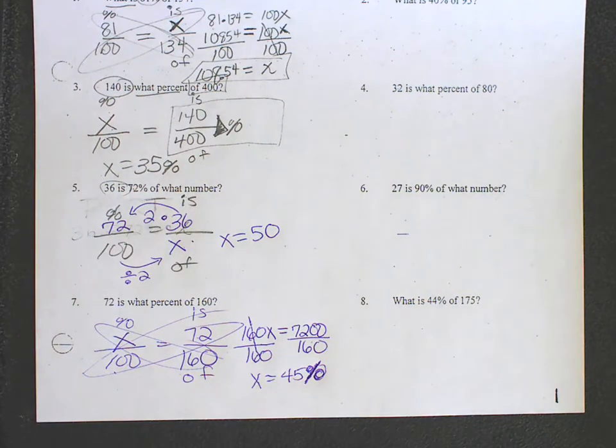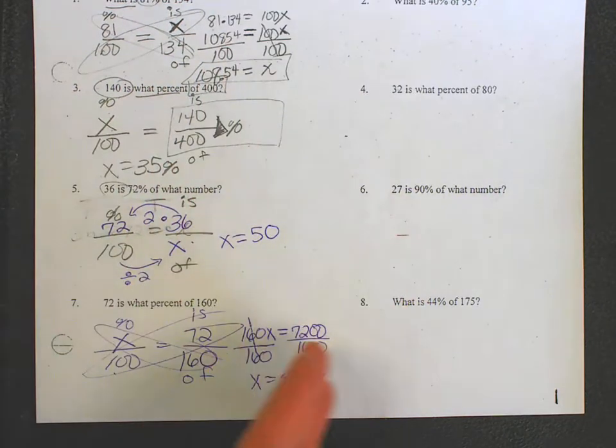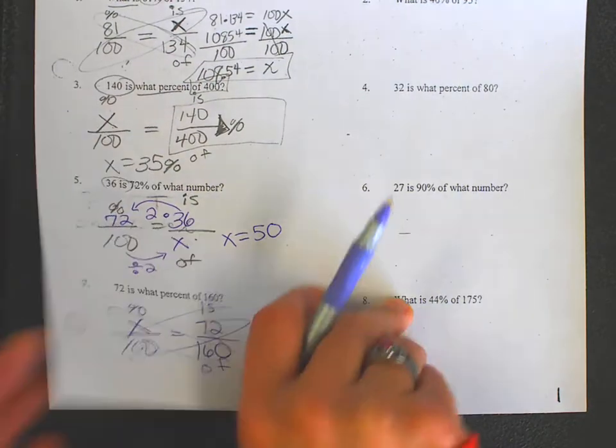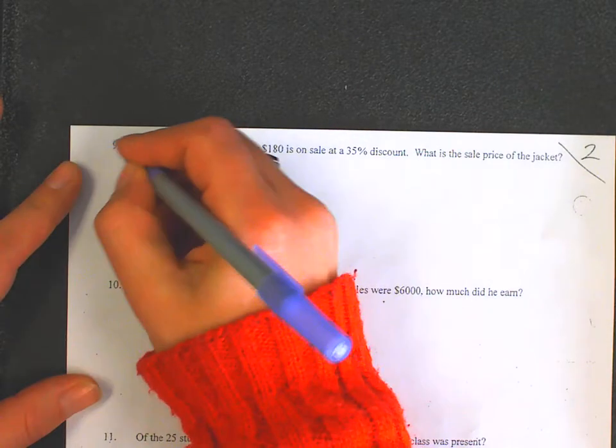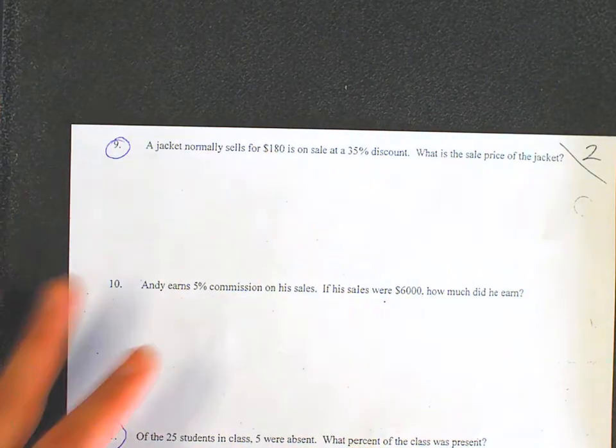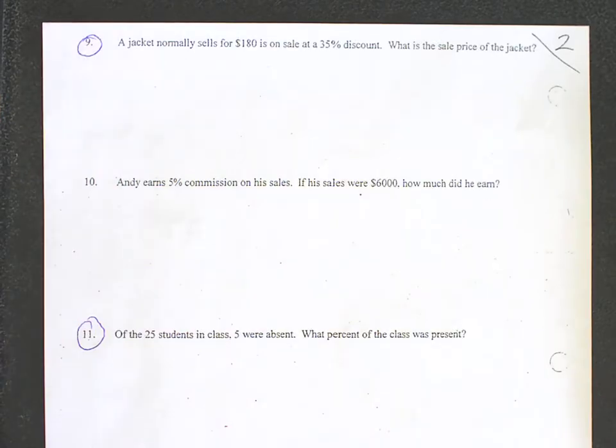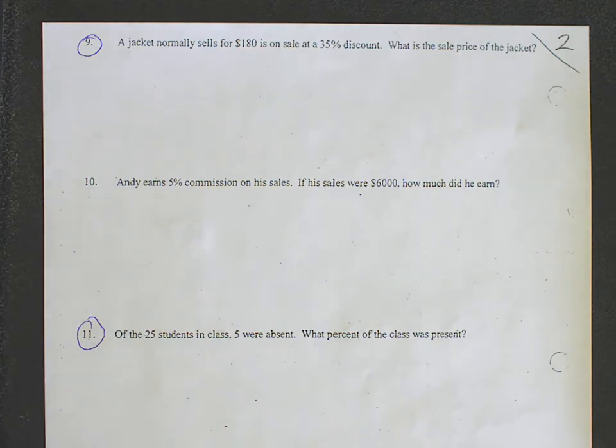Okie dokies. You're going to do this other side on your own, and I'm going to do a couple of word problems with you. I'm going to do number 9 and number 11 with you. Number 9 says a jacket normally sells for $180 and it's on sale at a 35% discount. What is the sale price of the jacket?